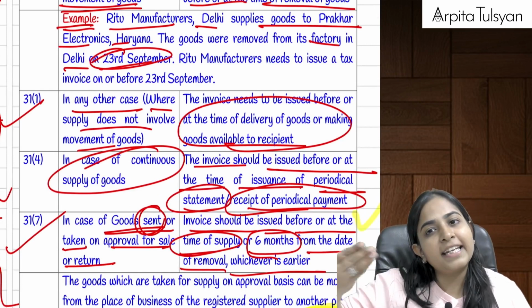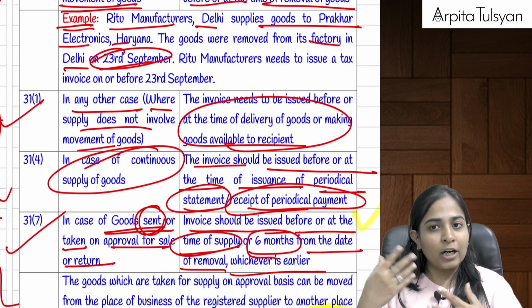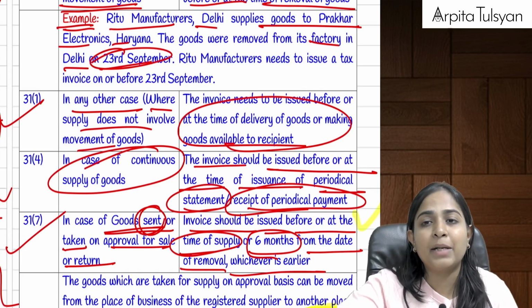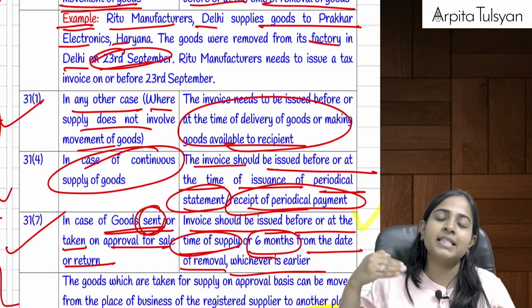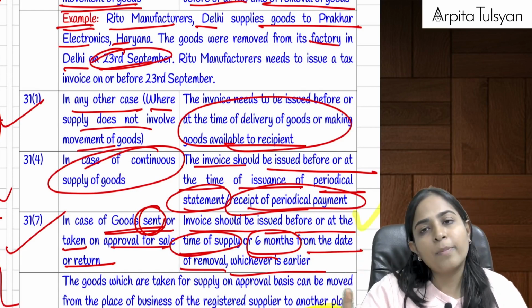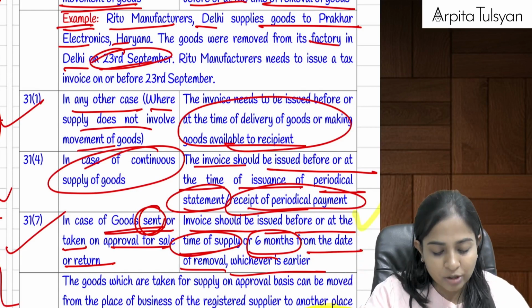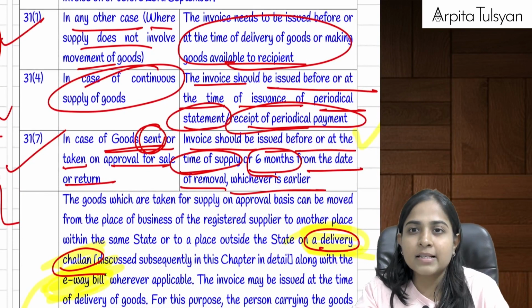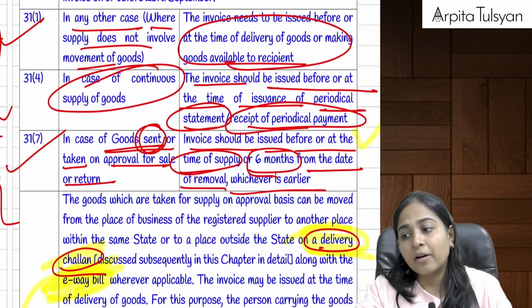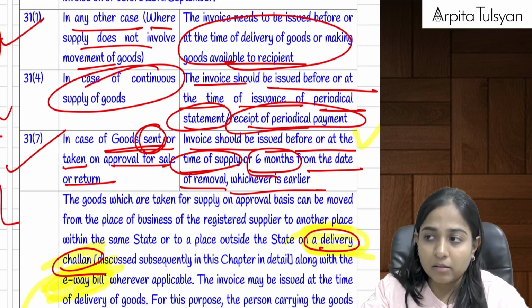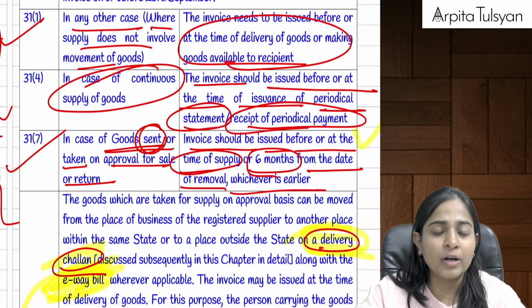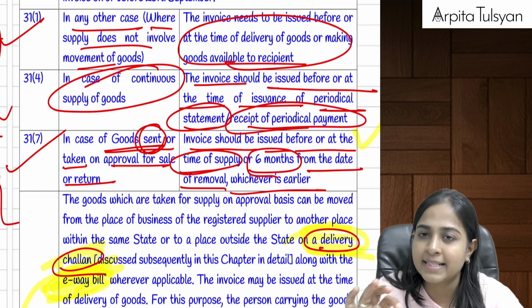On or before that day, the invoice should be issued. In case of continuous supply of goods, there are two ways. Either when we are issuing the periodical statement to the recipient, or whenever we are receiving periodical payments, on or before that particular date we have to issue the invoice. Whenever the goods are sent on approval basis or sale or approval basis, etc., then first of all, if you are able to sell it, well and good. As soon as you sell it, on the same day the tax invoice should be issued.